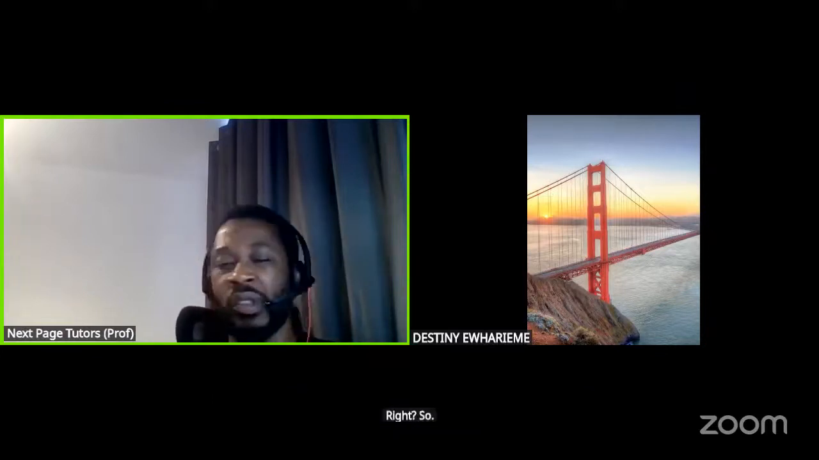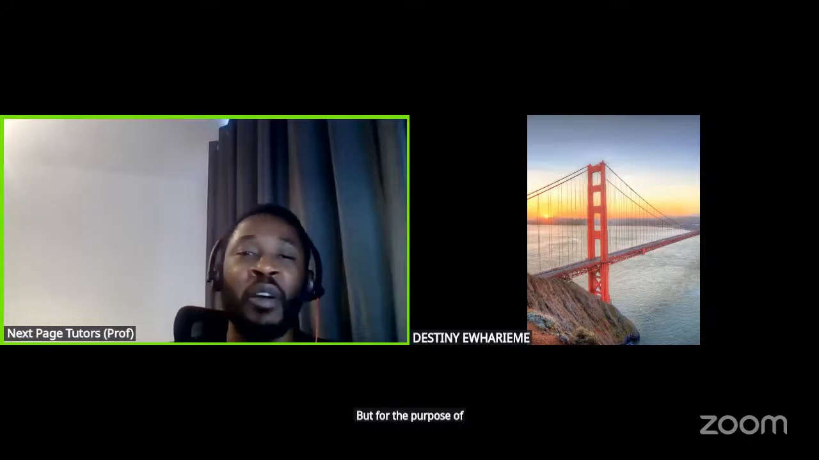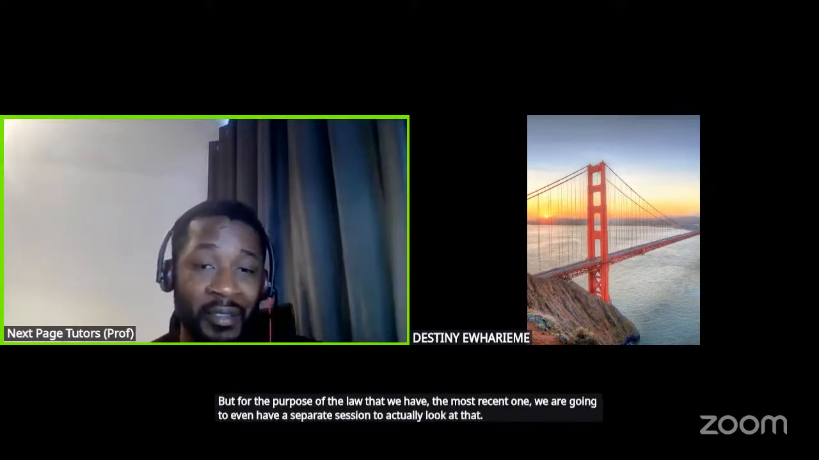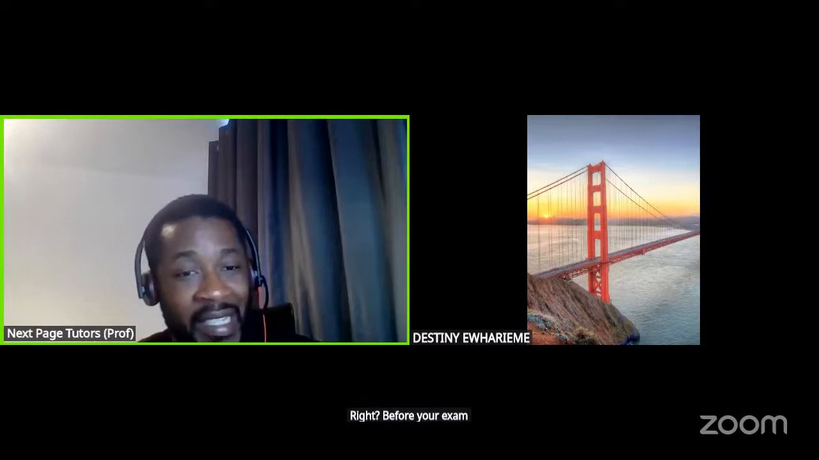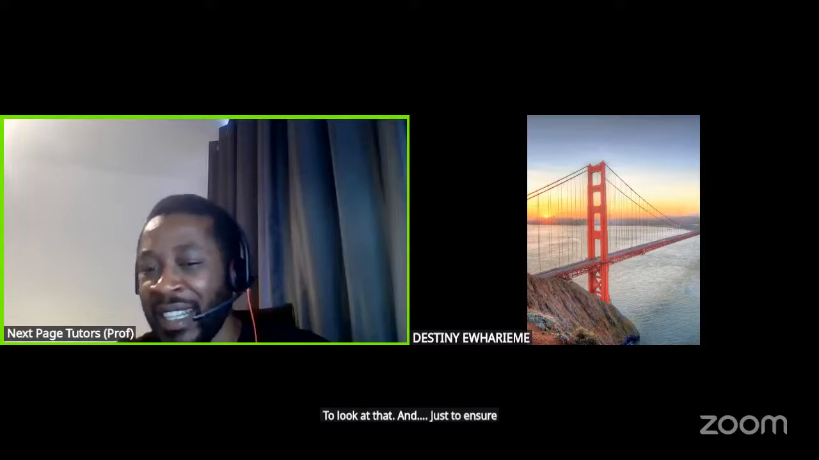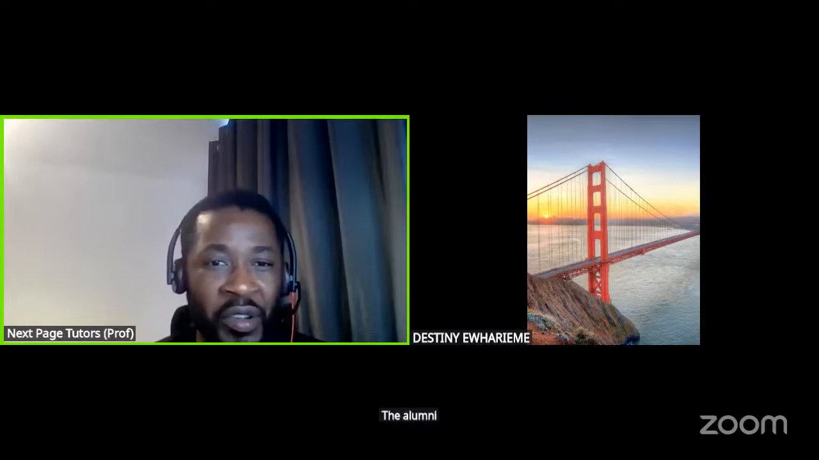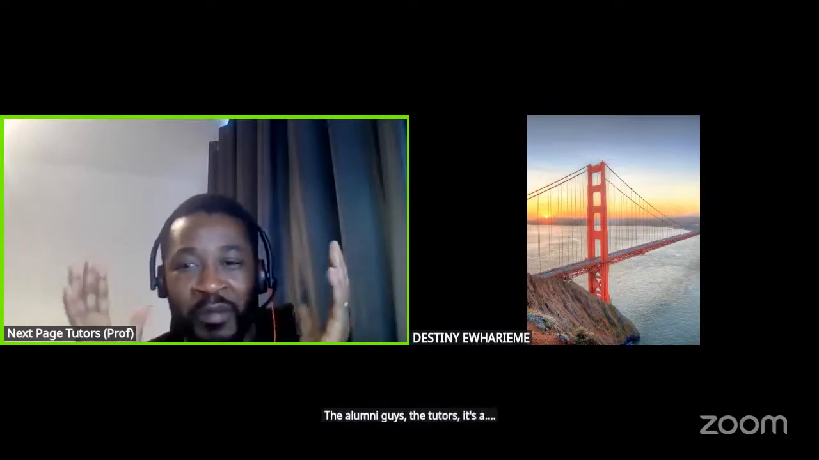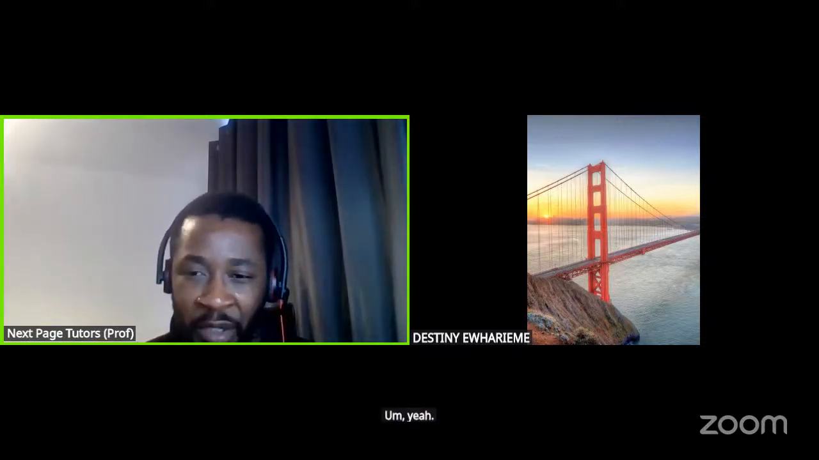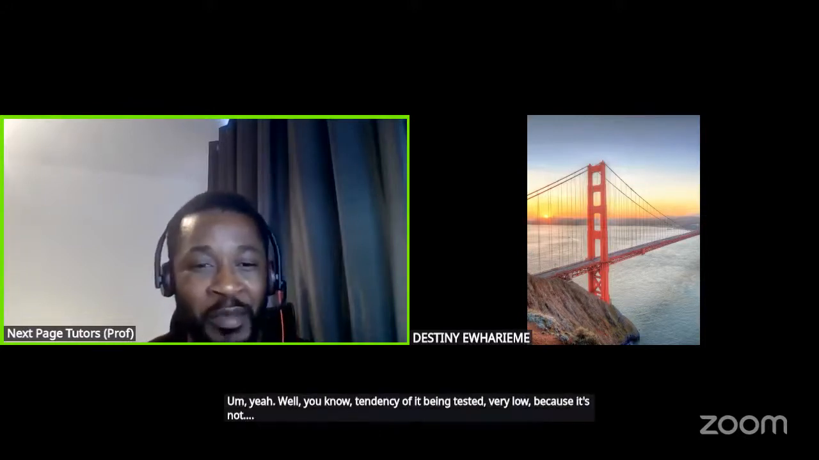For our lecture, those are the things that we actually do incorporate. But for the most recent law, we're going to have a separate session to look at that before your exam. During the diet, we'll have a separate session, and to ensure that we bring everybody, that session will include you students, the alumni, and the tutors. It's a session that all of us will brainstorm in, to bring ourselves up to speed. But the tendency of it being tested is very low because it won't be up to 6 months by then.